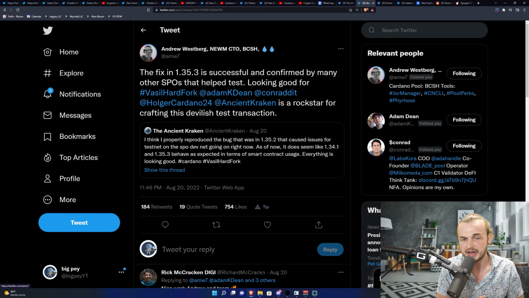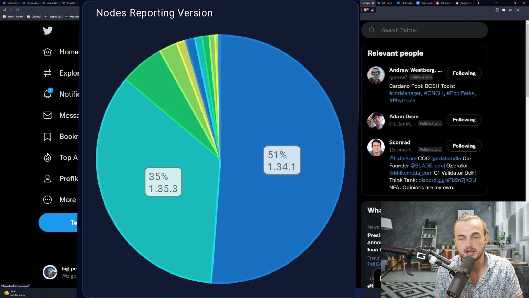So we've got a high percentage of SPOs who have already upgraded. I'm going to put that pie chart on screen right here. And this is good. So, what good came from this? What was the silver lining? I think the good that came from this was, one, the interaction with Charles, and realizing how competent our devs and SPOs are in this community.